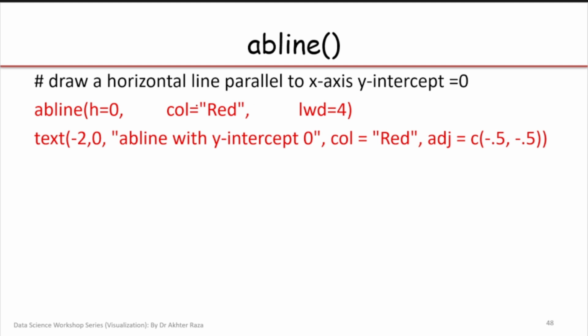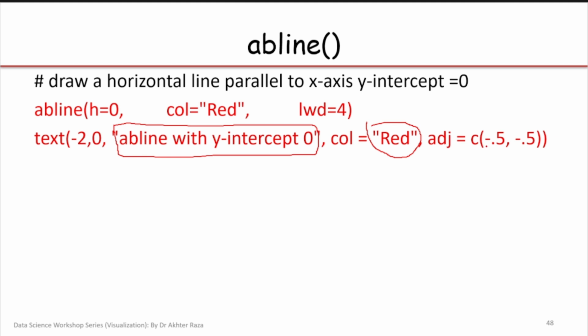A line is drawn with the red color. Then a text is written just above the line. The starting point is -2, 0. -2, 0 means the value of the y-axis is 0 and the value of the x coordinate is -2. And this is the text that we want to display: the name of the line, AB line with the y-intercept 0. The line was drawn in red, and the text is also in red.